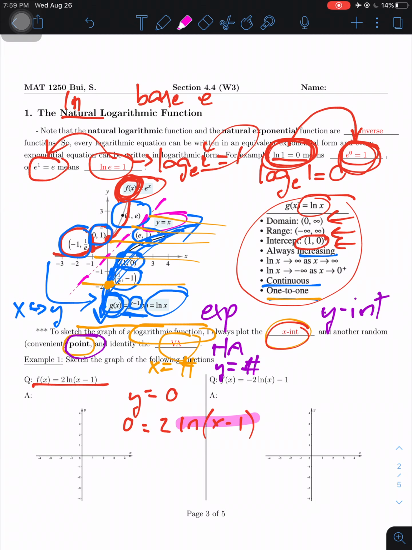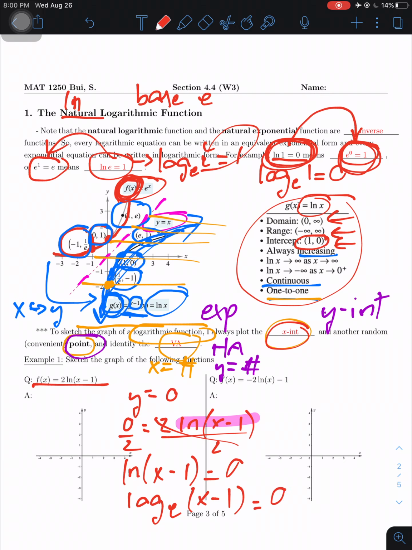Next, I want to isolate ln of x minus 1, so I'm going to divide both sides by 2. These two cancel out, and 0 divided by 2 gives 0. Let me switch the sides of ln and 0. I told you the trick is that ln is actually log base e, so let's put it back like that. And if you remember my trick with the circle thingy, we're going to have e to the 0 equals x minus 1.